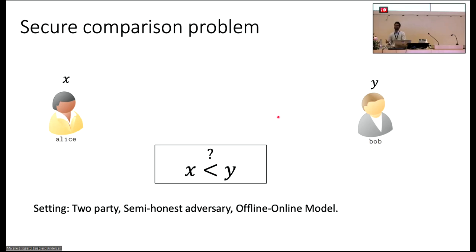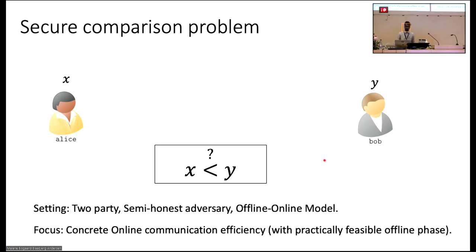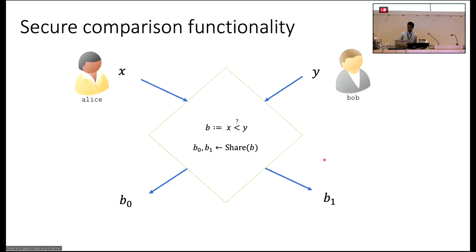Here in the offline phase, parties do some random pre-processing. And then in the online phase, when the inputs arrive, they use the pre-processing material to evaluate the function on their inputs. And the focus of our work was concrete online communication efficiency with also a practically feasible offline phase.